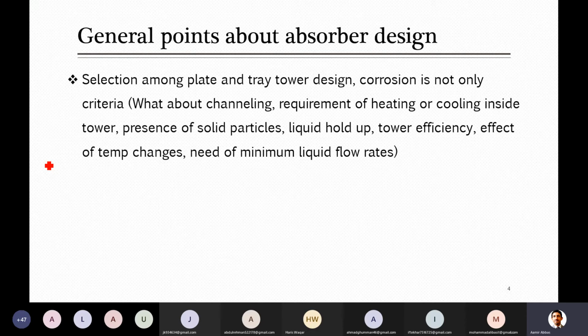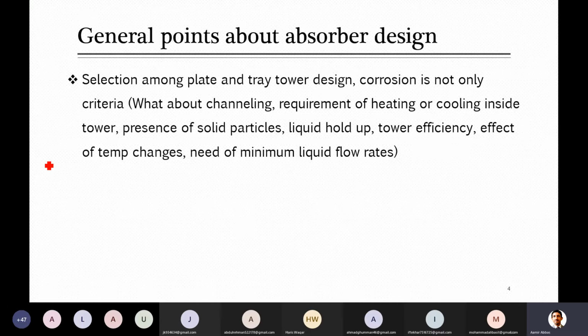Suppose the gas is, for example, corrosive, but it also contains particles. In that case, you will need a lot of cleaning, just to avoid blockage of, for example, the pores inside the tray tower. If these are packings, there will be blockage inside the packing, so in order to clean that, you have to go for cleaning. So a system with a tray tower is easier.